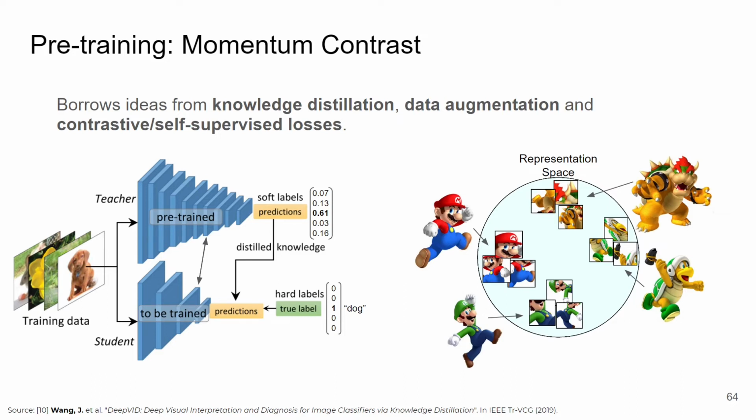This is a fairly new type of procedure to train a model with a loss that combines information from knowledge distillation, data augmentation, and contrastive self-supervised approaches. We have already seen contrastive self-supervised approaches. Knowledge distillation, I think you already saw something like this.